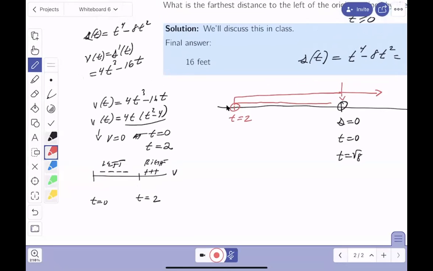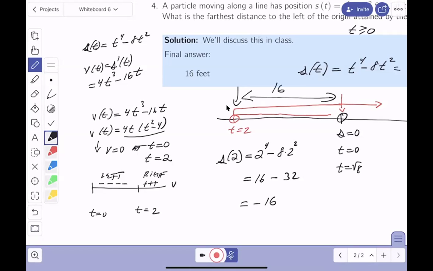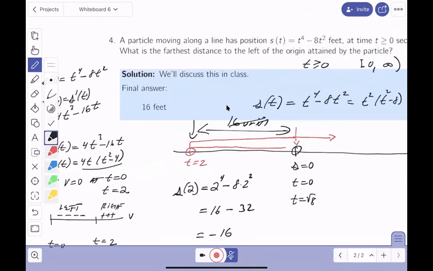It's just fairly simple. All I have to do is evaluate s at 2. Let me go through that with you. So s at 2 is going to be 2 to the 4th minus 8 times 2 squared. Let's see if we can do that. 2 to the 4 is 2 times 2 is 4, 8, 16. This is going to be 8 times 4, which is 32. What does that give you? -16. Well, that makes sense. It's -16 on the number line, but how far is it? It's 16 units. Oh, by the way, the units here are in feet. I'm sorry about that. So it's 16 feet.